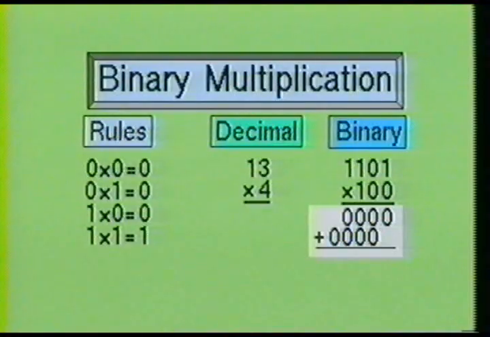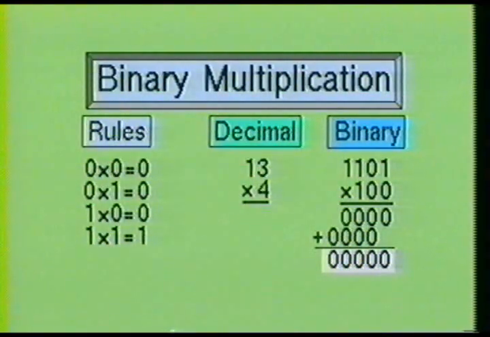At this point, we add the partial products together using the binary addition rules. In binary addition, 0 plus 0 equals 0, so we will have zeros from the most significant bit to the least significant bit.